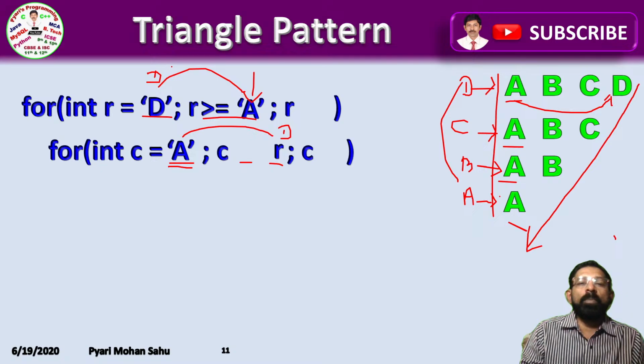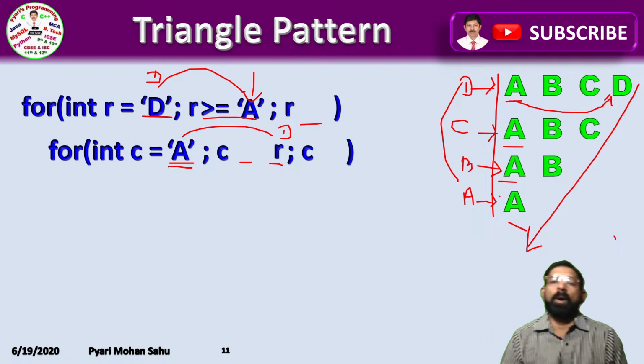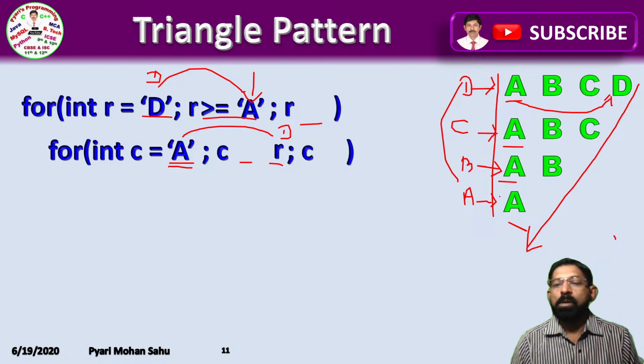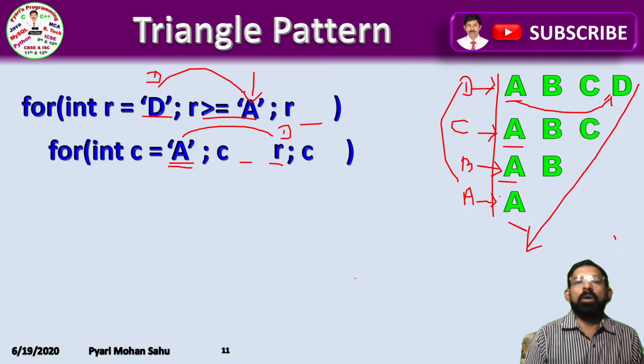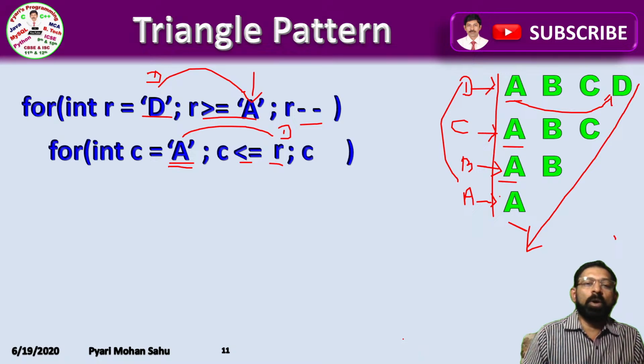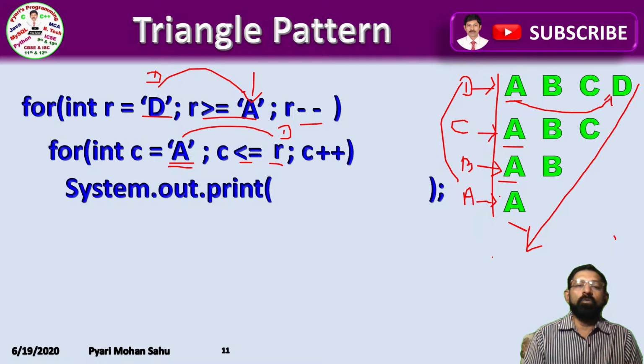So if it is moving from D to A, obviously R value should be given, plus or minus. R plus plus or R minus minus? R minus minus given. Good. R minus minus, decreasing order. See, already you people have given that C is less than equals to R, because D is having higher value, A is having smaller value. So that's why A is less than equals to D. If A is less than equals to D, obviously this is C++. Rest is quite easy.